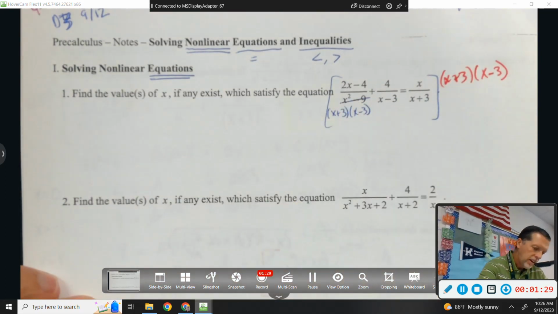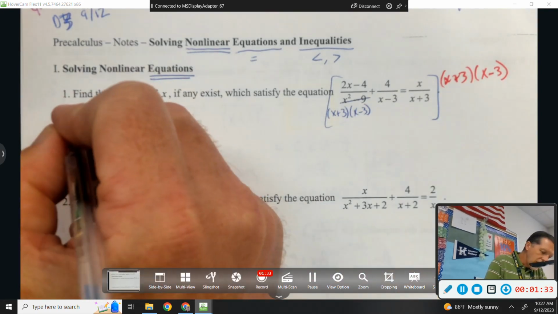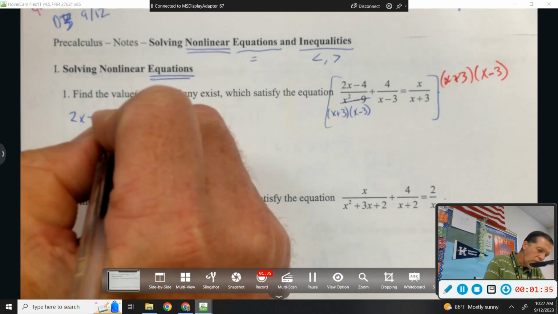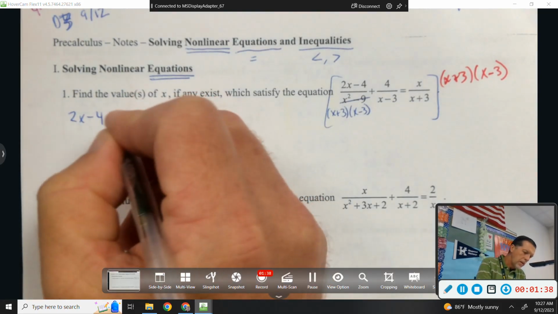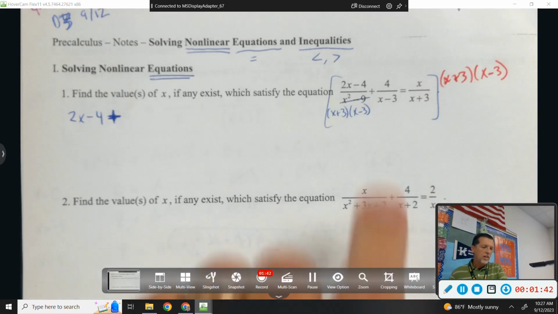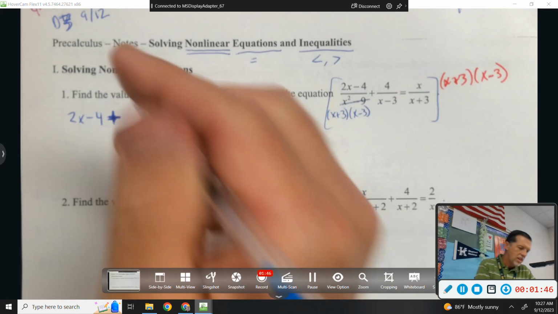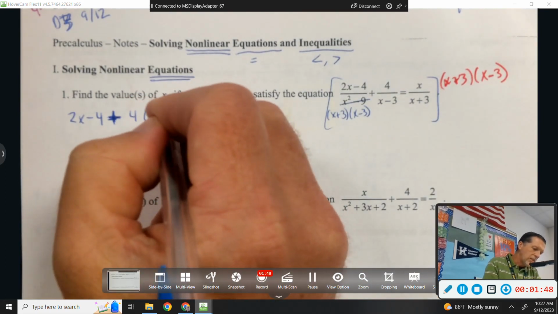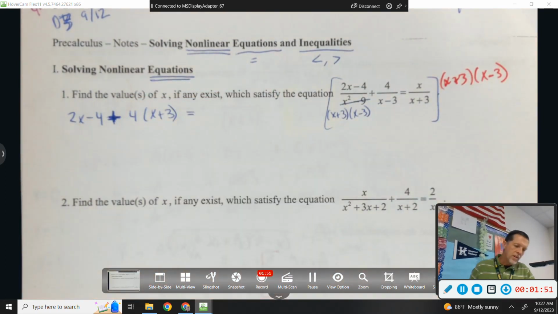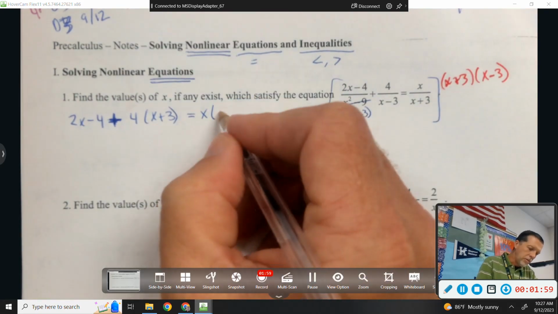On the left side, everything cancels, or at least everything in the bottom cancels. So I'm left with 2x minus 4. Plus, on the middle term there, the x minus 3's cancel. And so I'm left with x plus 3. And then on the right side, the x plus 3's cancel. And that leaves me with x minus 3.